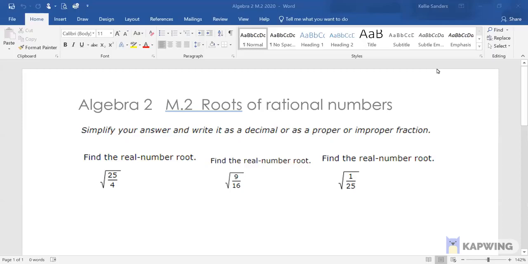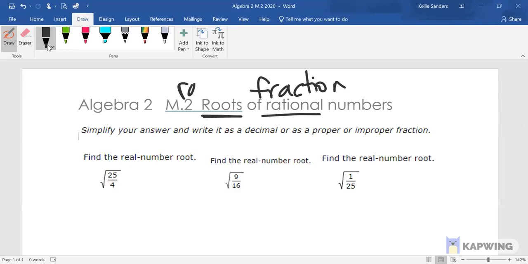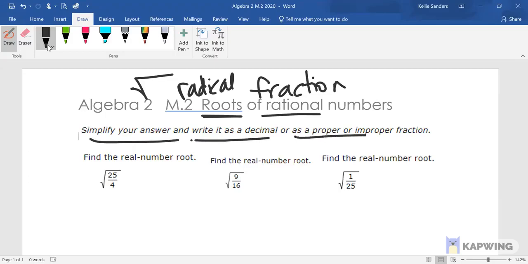Okay. So on M2, roots of rational numbers. If a rational number means fraction, roots, we're going to have radicals or square roots, cube roots, stuff like that. And simplify your answer and write it as a decimal or a proper and improper fraction. We're going to get to all of that in just a little bit.